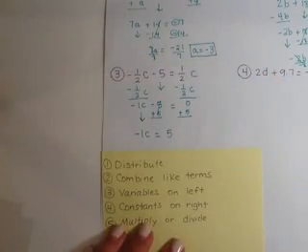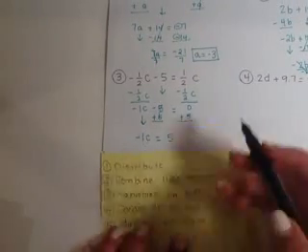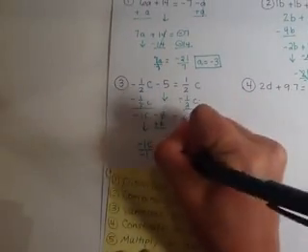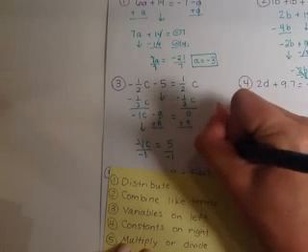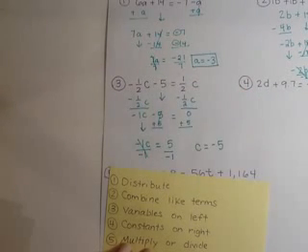Now if this was just 1c equals 5, we'd be done. But because it's a negative, we've got to get rid of that negative 1. So we will divide by negative 1. Divide by negative 1, it cancels out. c equals negative 5.